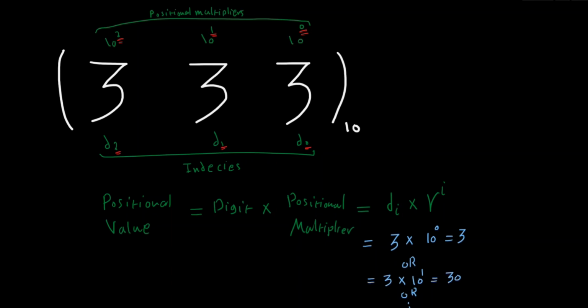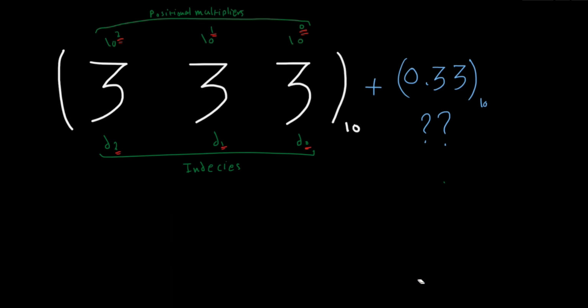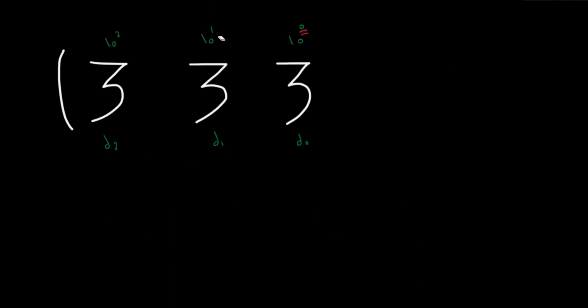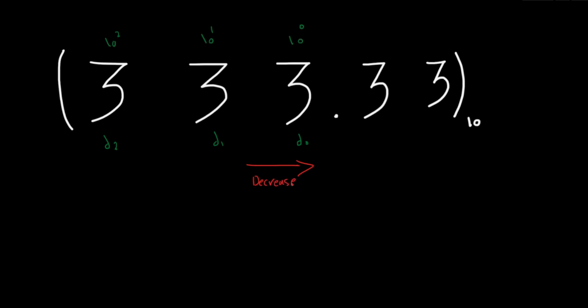But what if we add a fractional part to our number? 0.33 in decimal, for example. Does that actually change things? If so, how does that change things? Let's clear things up to see how that works out. 0.33, and it actually does not change anything. The indices will keep decreasing to the right direction. So we have d minus 1 with the positional multiplier 10 to the power minus 1. And for this one, it's d minus 2, positional multiplier 10 to the power minus 2. And remember, 10 to the power minus 2 equals 1 divided by 10 to the second.